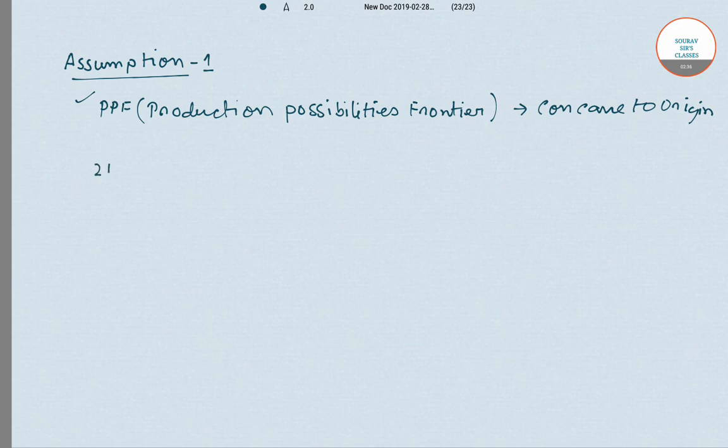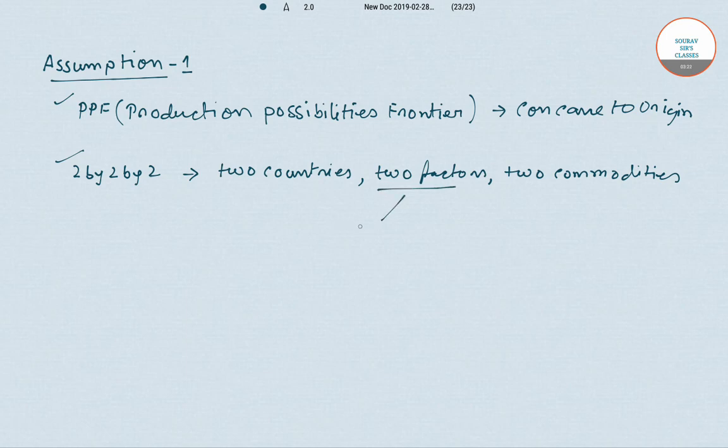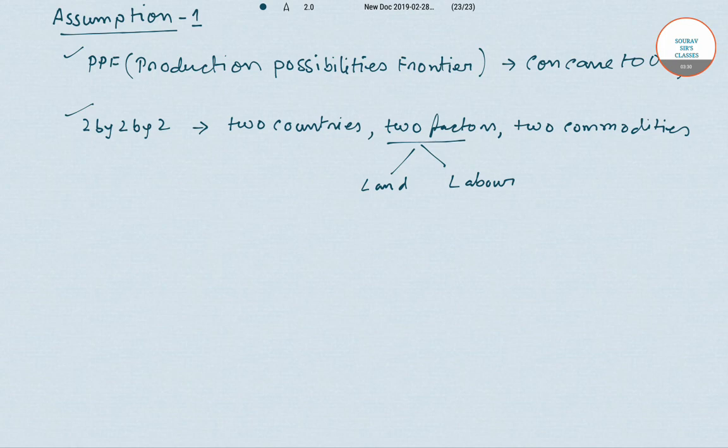This is why it is also known as the 2 by 2 by 2 model, that is two countries, two goods, and two factors of production, namely land and labor.